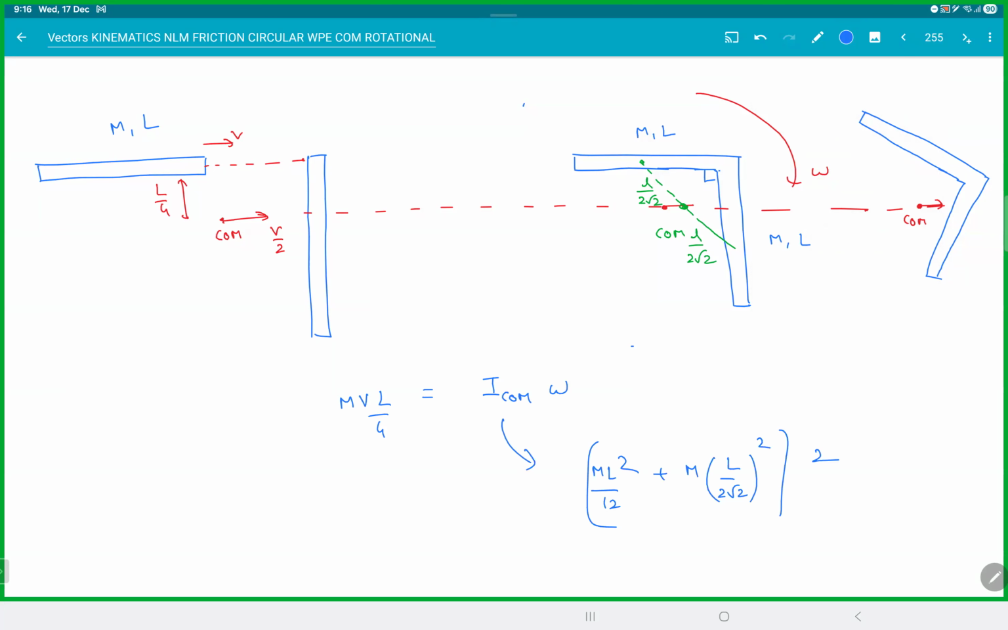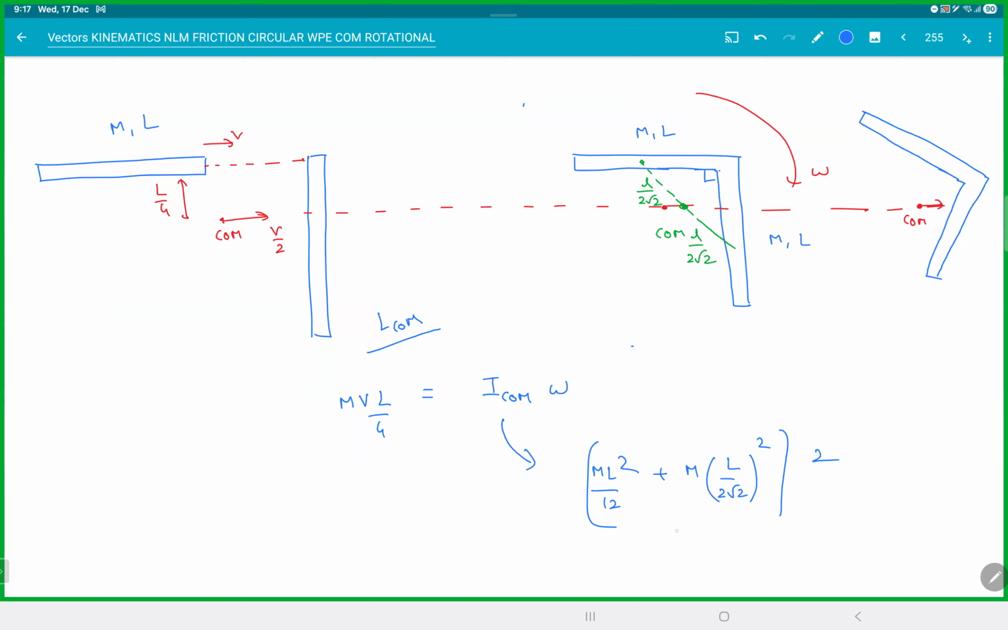You're getting it? I'm finding angular momentum about the center of mass. The translation component will be 0 because V_COM will pass through the center of mass. Technically, you could have taken angular momentum about any point, but the center of mass looks nice, so I just took it. How much will this be?